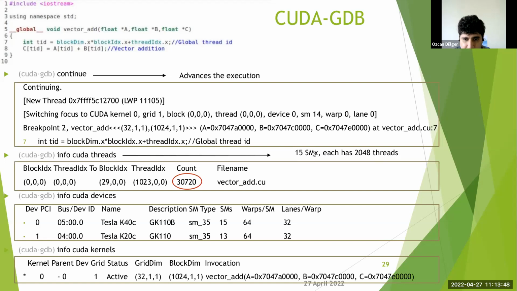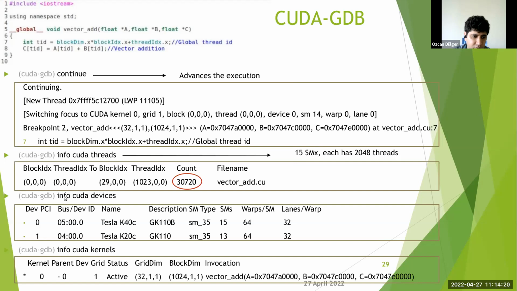We have 15 streaming multiprocessors, remember that. And at most 2048 threads can be active in an SMX. So when we multiply them, we will get this number. At most 30,720 threads can be active at a time on our board.